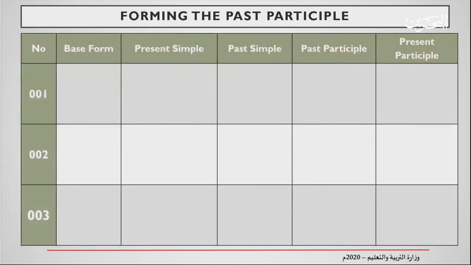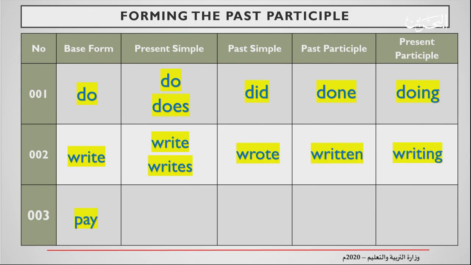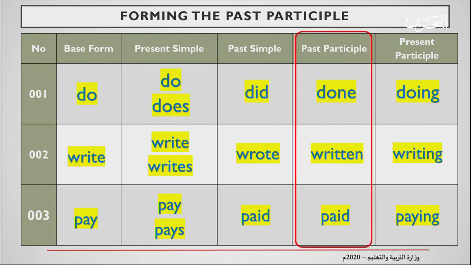If you open a dictionary or if you go online, you will find a similar table to this, where you have the base form, present simple, past participle, present participle. The first example is with do. Do in the base form is do. And then you have do, does in the present simple. Then did. And then done as the past participle. Then doing as the present participle. Write, writes, wrote, written, writing. Pay, pays, paid, paid, and paying. We are going to focus on the past participle in this lesson.